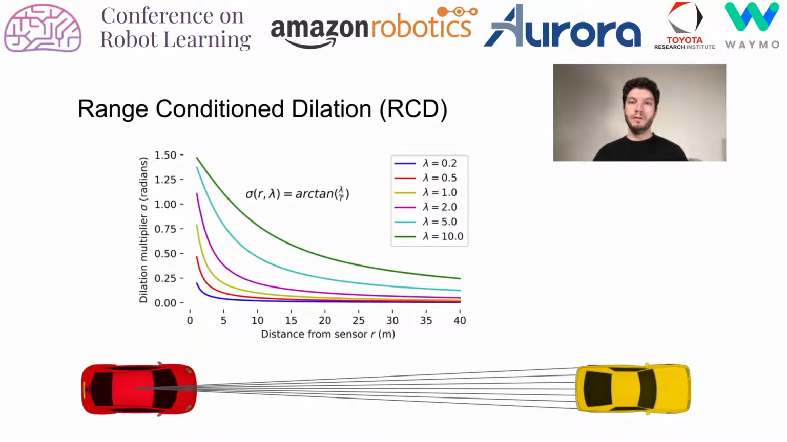For a nominal width of a given object, represented as lambda, we can estimate the amount of dilation required using the range within a trigonometric function.